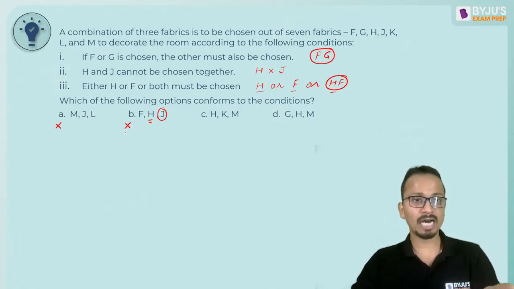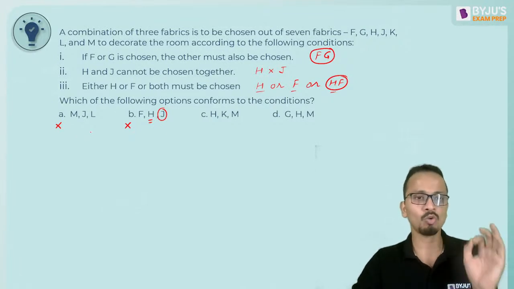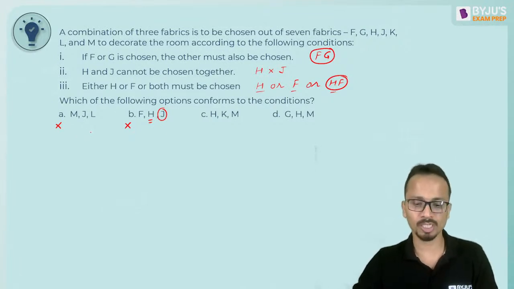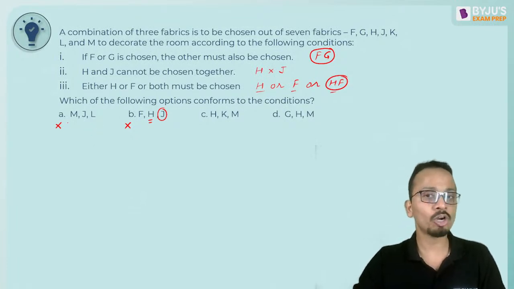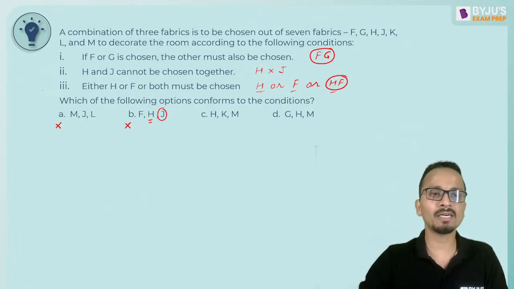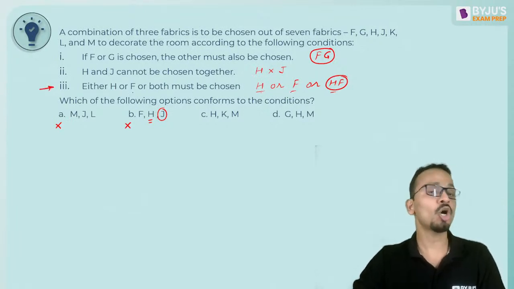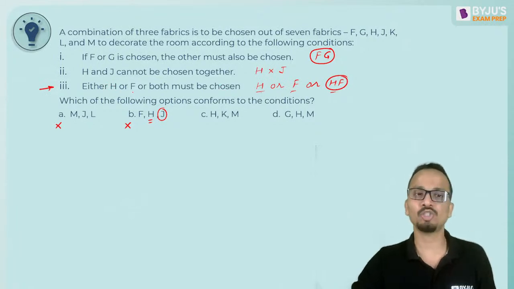Abhinav, I have rejected option A. You must have a look at it once again on what basis I have rejected option A. Most of you have given option A as the answer. Option A will not be the answer because H, F or HF. Look at the third statement. Either H or F or both must be chosen.